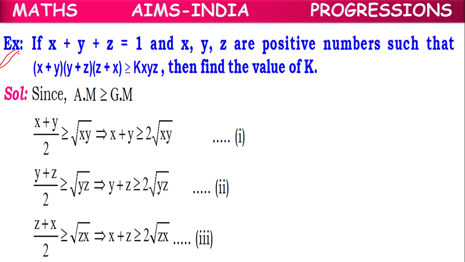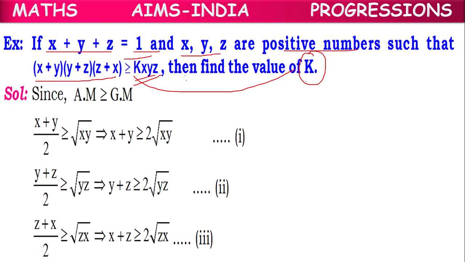Next one, another example. If x plus y plus z equals 1 and x, y, z are positive numbers such that (x plus y) into (y plus z) into (z plus x) is greater than or equal to k x, y, z, then what is the value of k? Find the value of k. They have given one hint. x plus y plus z equals 1 and x, y, z are positive numbers such that the product of these 3 values is greater than or equal to k x, y, z.